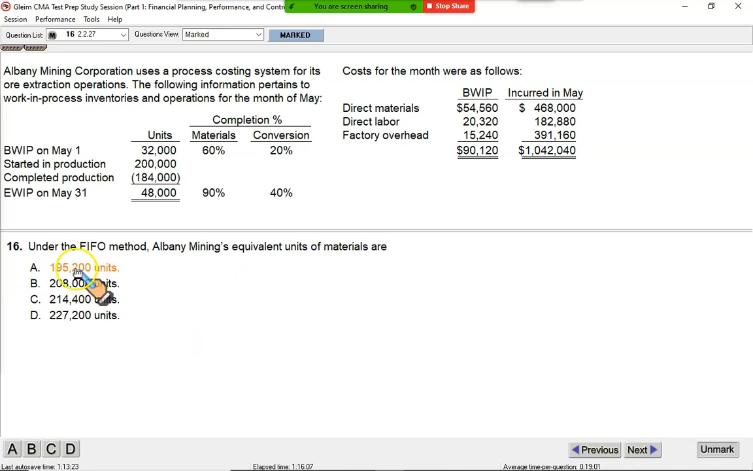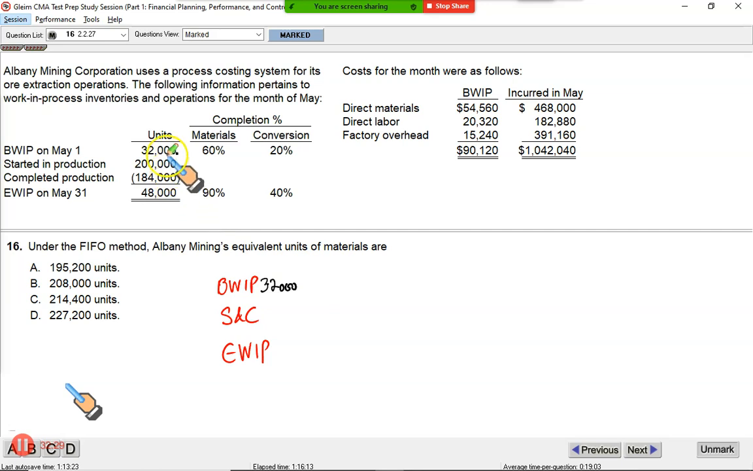So gentlemen, under FIFO, we will first have to calculate the equivalent units. So let's do the calculations related to equivalent units. How do we do that? We know what to do. We will divide our production into 3 categories: beginning work in process, started and completed, and ending work in process. How many units do we have in the beginning work in process? 32,000. Write it there. These are the actual physical units. We don't need them. We need the equivalent units.